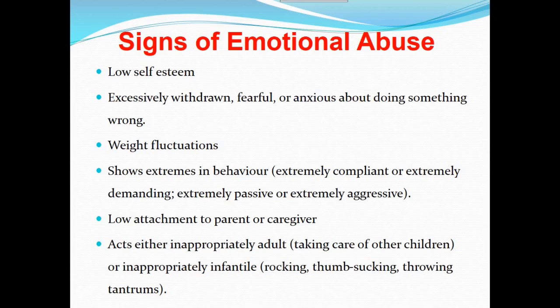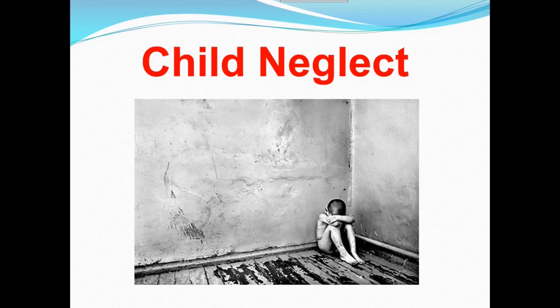Perhaps they act inappropriately adult, whether that's taking care of other children or acting as a pseudo-responsible adult themselves, even though they should not be in that position. Or, on the other side of the spectrum, inappropriately infantile, so thumb-sucking or throwing tantrums, especially if it's not appropriate for their age. So now on to child neglect.